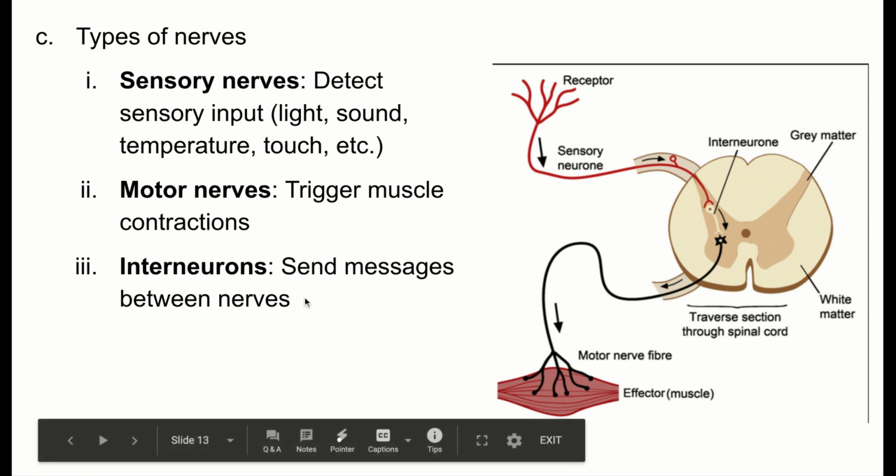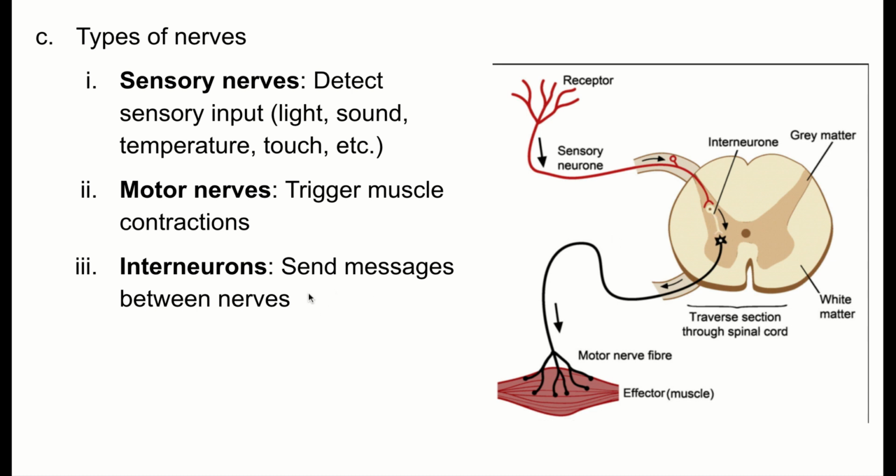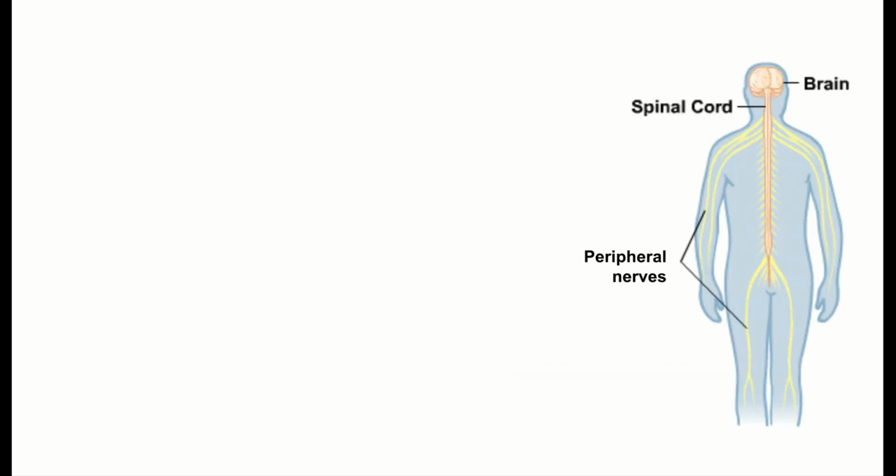Interneurons sound boring. They sound like they're just connecting things, but all of the nerves in your brain are interneurons. So all the nerves responsible for your thought processing, those are interneurons.